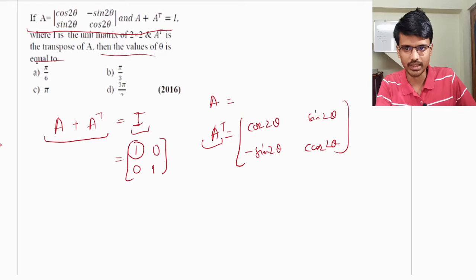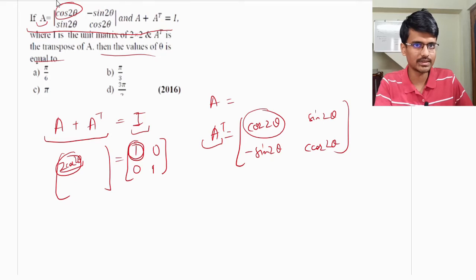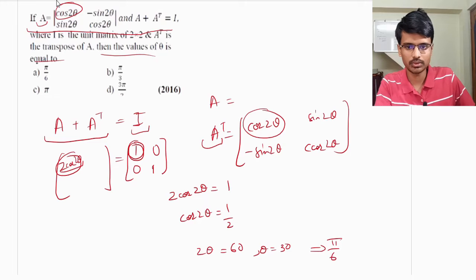A transpose plus A, what do we do? Element wise we add this term with this term, right? So that will be my first term, that is nothing but 2 cos 2 theta. Okay, so I'll just equate these two. Two matrices are equal, their corresponding elements will also be equal. 2 cos 2 theta is equal to 1, cos 2 theta is equal to 1 by 2. Tell me what is the angle? 2 theta is 60, cos 60 is 1 by 2. So theta is equal to 30. What is 30 degrees? Pi by 6. So the correct answer is option A.